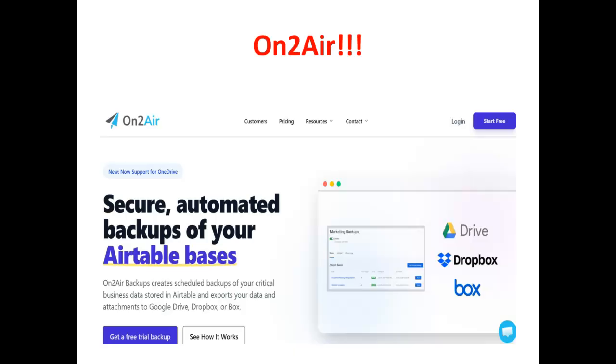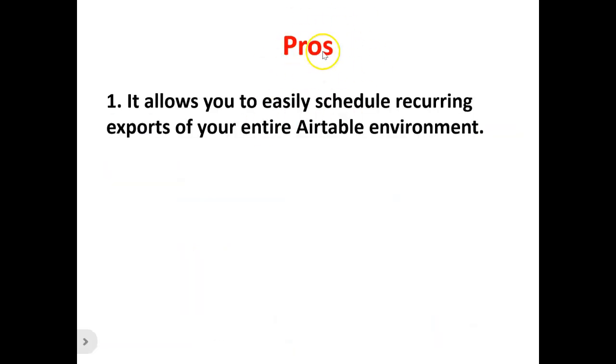So if you are a marketing agency, a system consultant, a real estate firm, a small scale or a large scale business looking to actually bulletproof your Airtable data and eliminate the fear of accidental loss, you can actually make use of On2Air to help achieve this. Now let's look at the pros of On2Air.